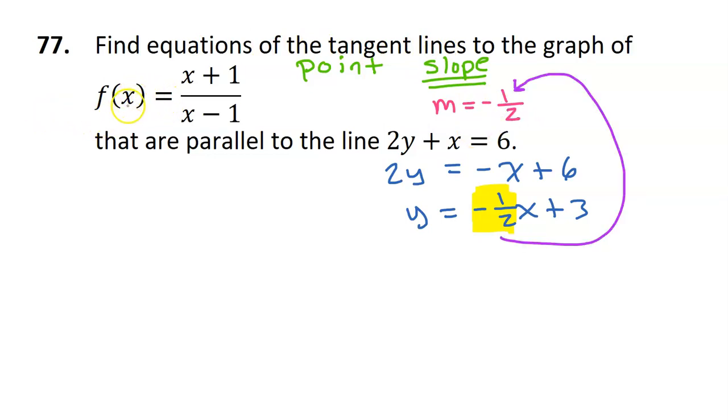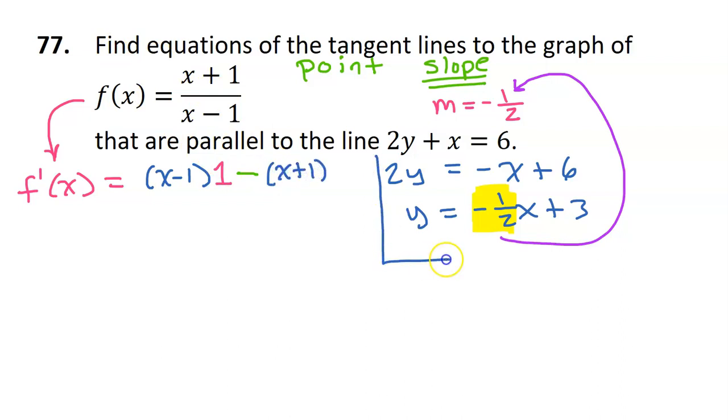So we need to find all of the places where the slope of this function is equal to negative 1/2. So of course, if we want to find the slope of this function at various points, we need to find the derivative. So looks like we're going to do the quotient rule. Low d high less high d low. Low is this bottom part, which is x minus 1. D high is the derivative of the top part, which is just 1. So that's low d high less high d low. High is the x plus 1.